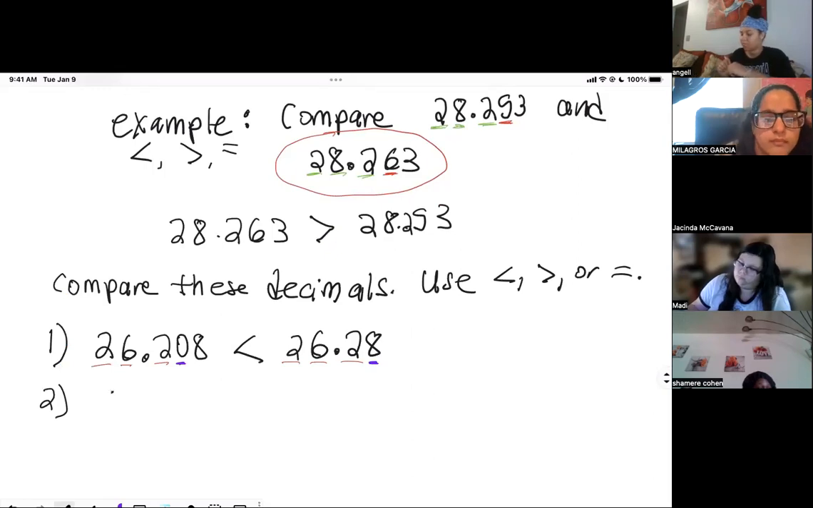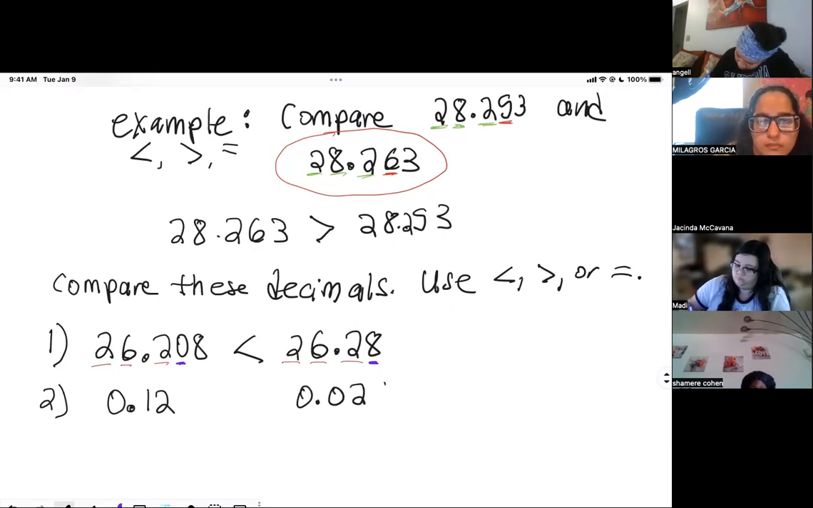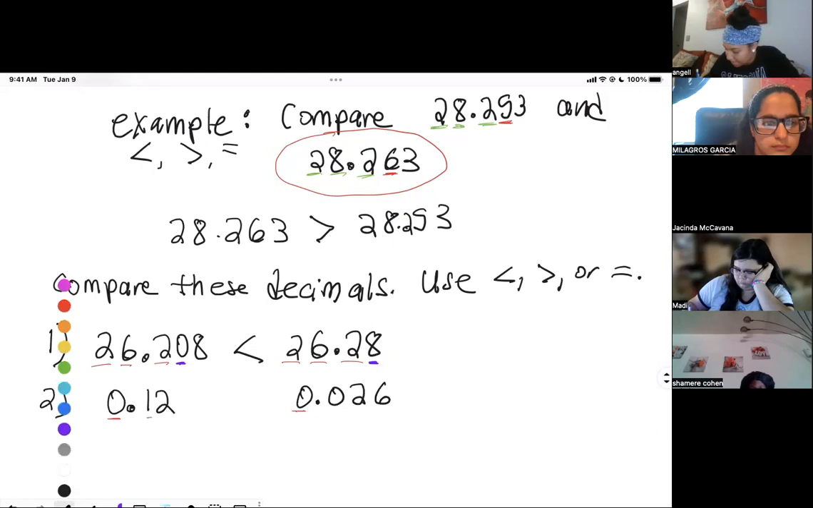Two, 0.12 and 0.026. We're going to compare each part. 0 is the same as 0. Oh, I already see the difference already. 1 is bigger than 0, right? So that means this has to be greater than.